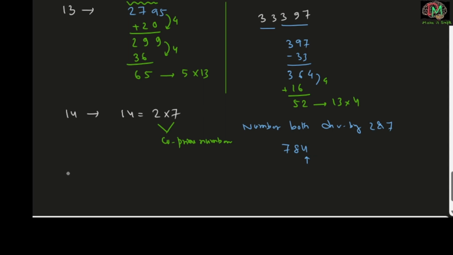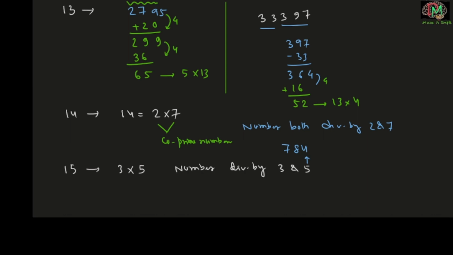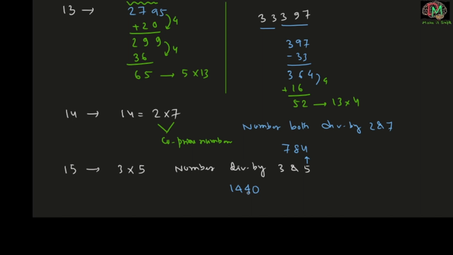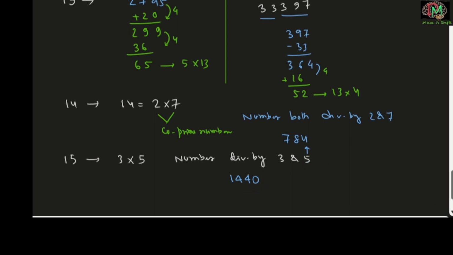Next is 15, and you can write 15 as 3 into 5. You can say that when the number is divisible by both 3 and 5, then it is divisible by 15. Let's take one example, 1440. This number is divisible by 5 because there is a 0 in the unit digit, and the sum of all digits is 9, so it is divisible by 3. So this number is divisible by 15 also.